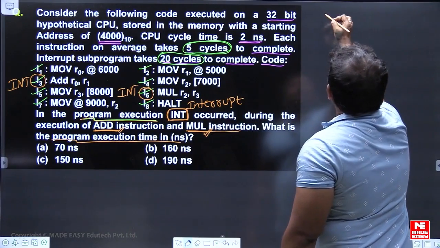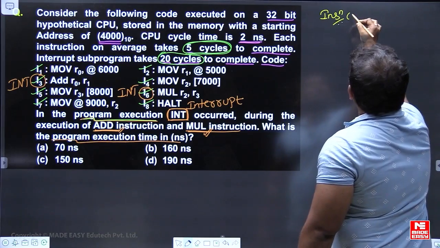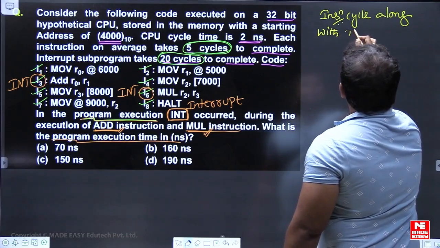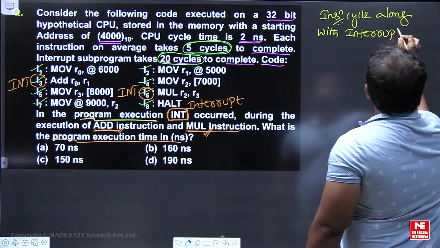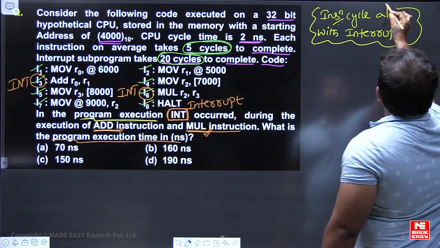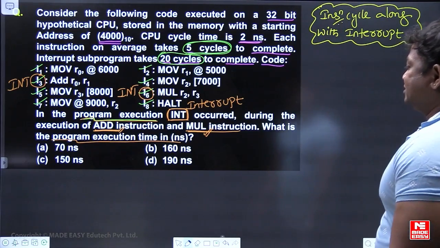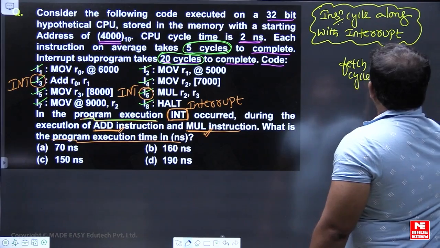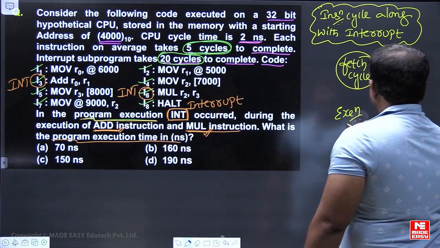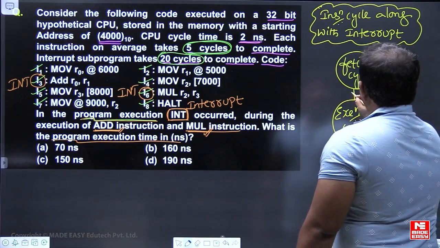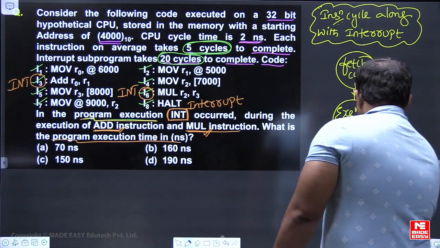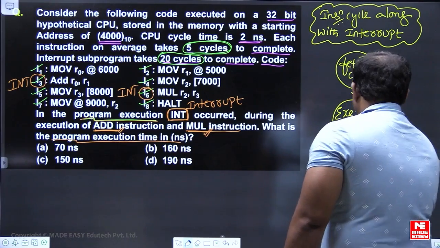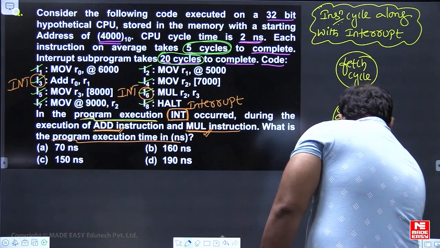Here, the question requires the concept of instruction cycle along with interrupt. Very good, this is the concept. So see this: fetch cycle, after this execution cycle, and after this, checking for interrupt. If an interrupt is present, then service the interrupt.